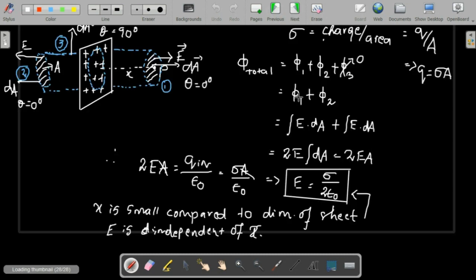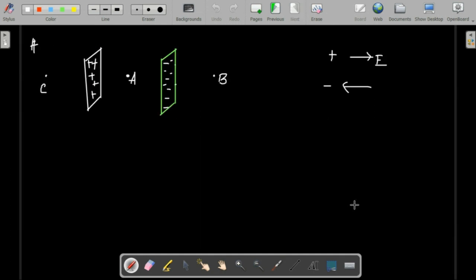And for this, we can use the fact that the electric field due to a plane sheet of charge at any point is sigma by 2 epsilon naught. We don't have to derive this for this particular problem, we already have the information. The electric field is equal to sigma by 2 epsilon naught. So using these three facts, you can find the answer to this.